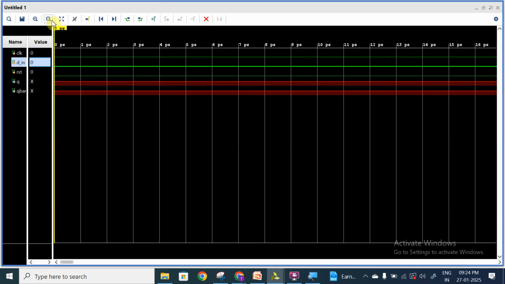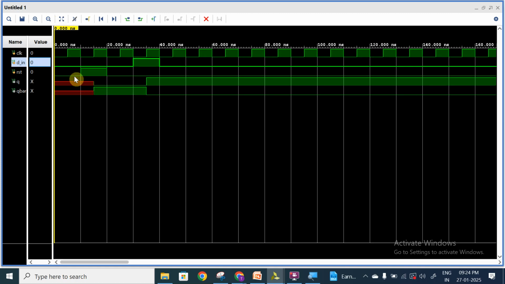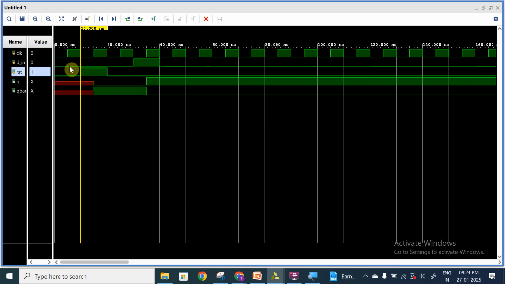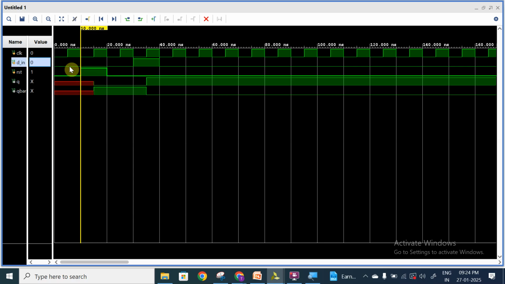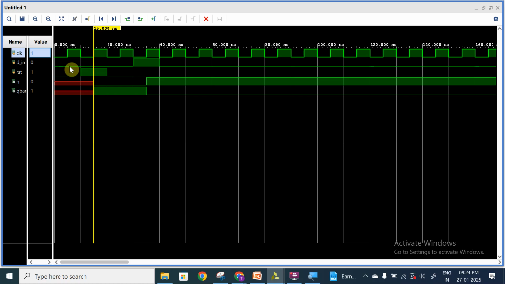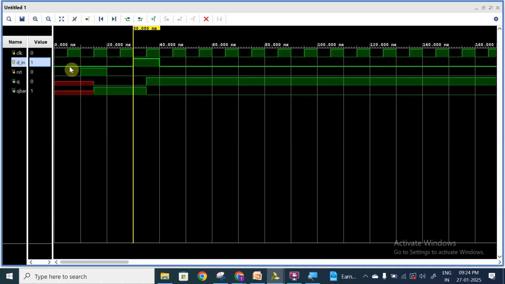Okay. So this is my clock signal, which has a time period of 10 nanoseconds, and this is my input signal, which is applied. Before that, we have applied our reset signal. Initially, my Q and Q bar are unknown. I applied my reset signal at the negative edge of the clock, so my reset signal will be active only at the positive edge of the clock. Then only my Q will be equal to 0 and Q bar will be equal to 1. Next, I am applying my input at the negative edge of the clock, and it will be sampled at the positive edge of the clock.